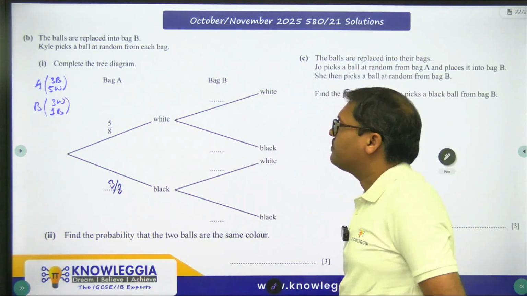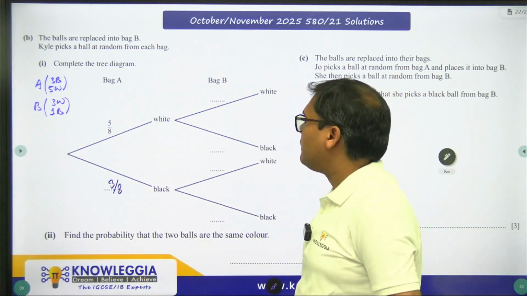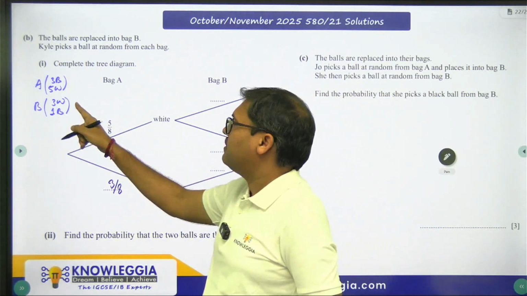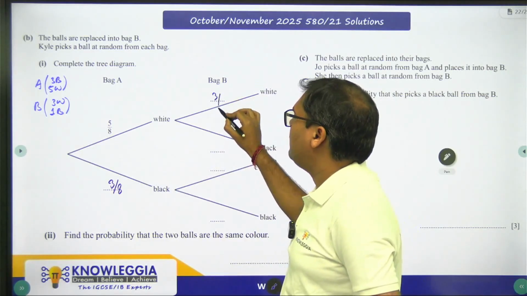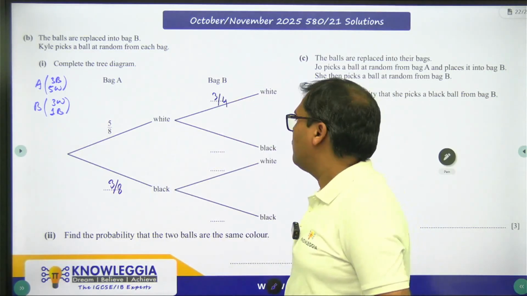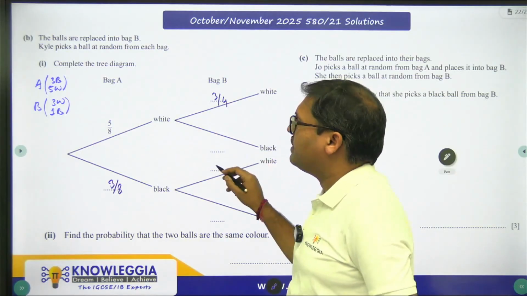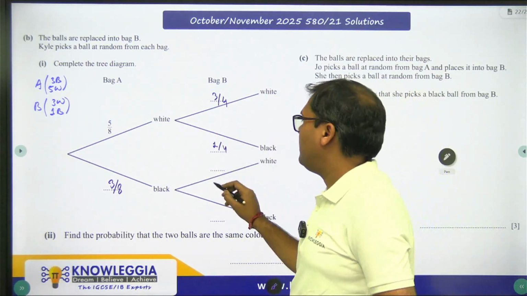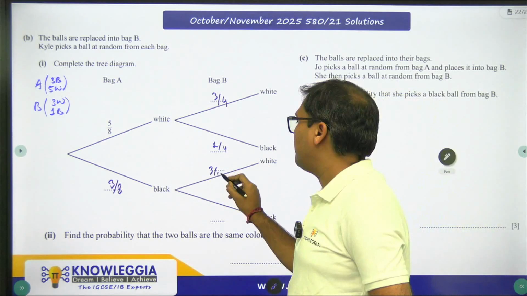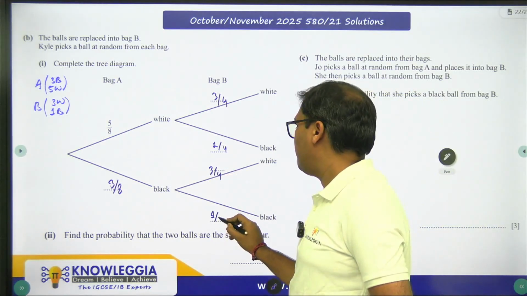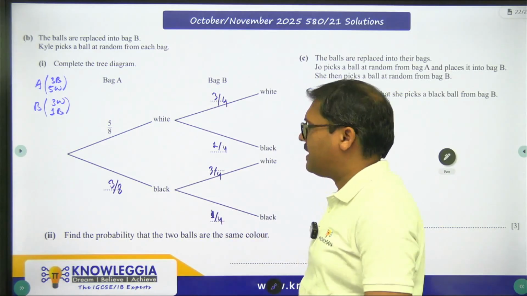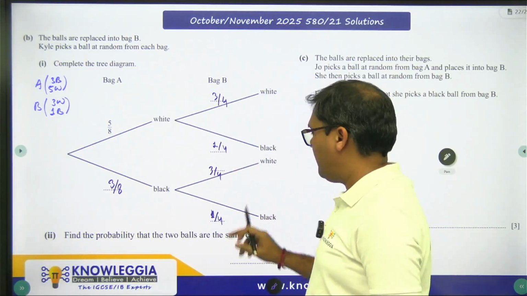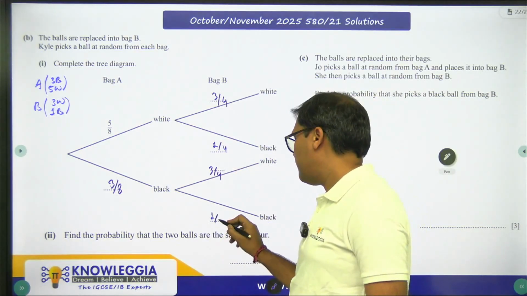Okay. Now the second part. From bag B, now we are drawing white ball. What is the probability of drawing white from the bag B? This is 3 by 4. What is the probability of getting black from bag B? This is 1 by 4. Correct? Now again, from bag B, what is the probability of getting black? 3 by 4 and 1 by 4. I hope this is also clear. So this is the tree diagram. 5 by 8, 3 by 8, 3 by 4, 1 by 4, 3 by 4, and 1 by 4. Correct?